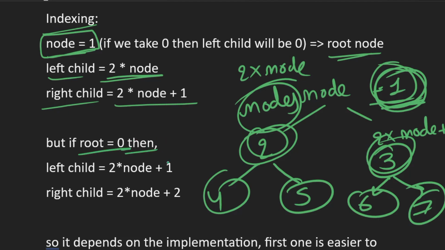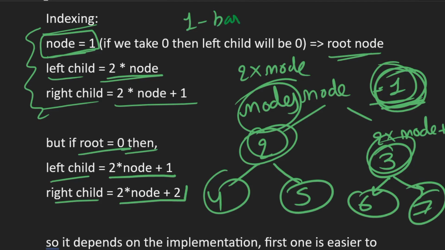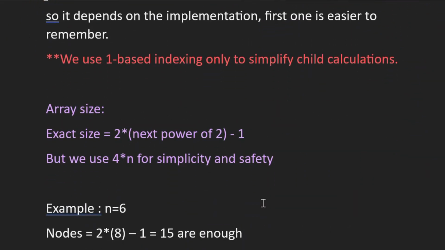But if we use zero-based indexing, then the left child will be 2 into node plus 1 and the right child will be 2 into node plus 2. We use one-based indexing because it's easy to remember: 2 into node and 2 into node plus 1. It basically depends on the implementation, which one we have to use.